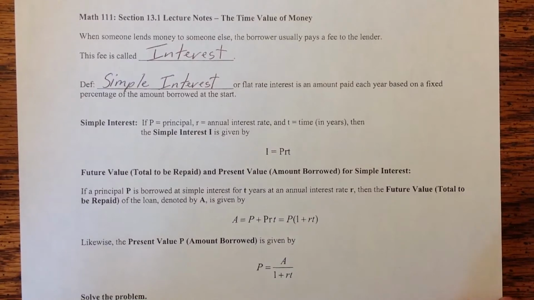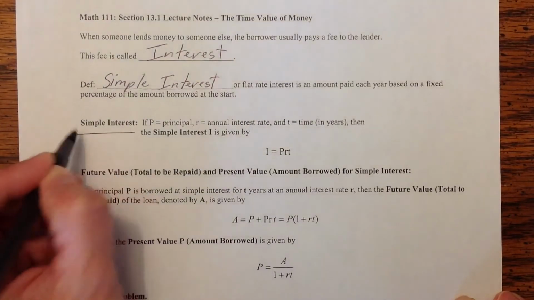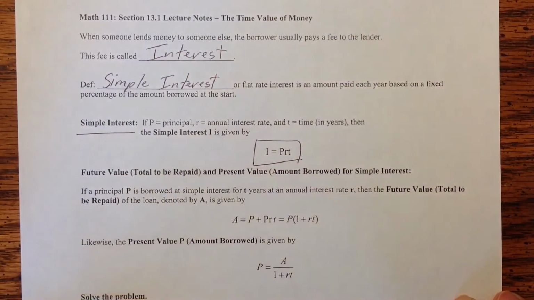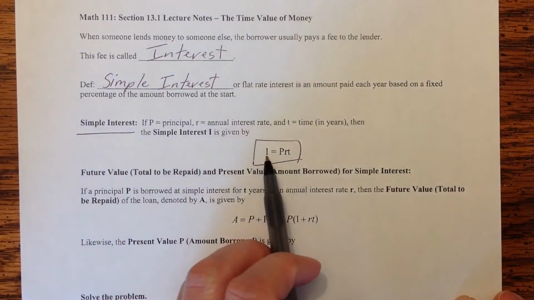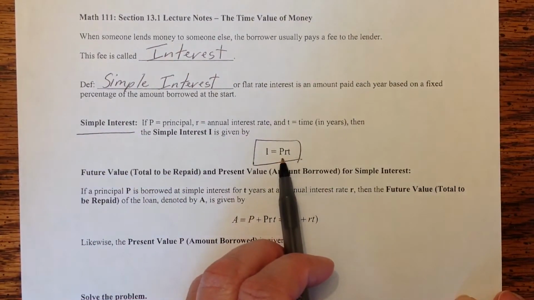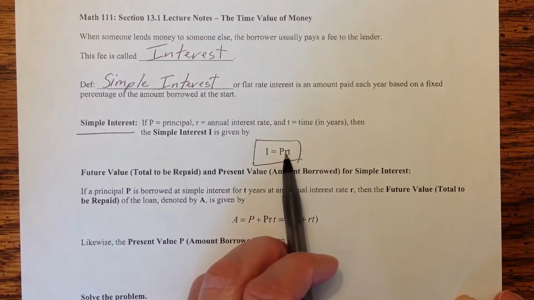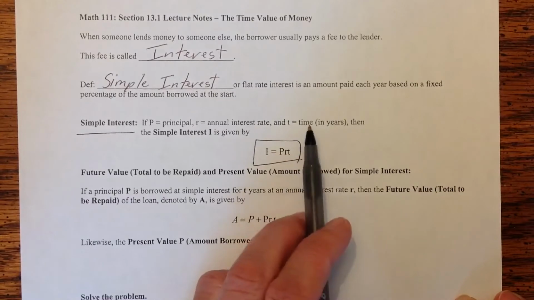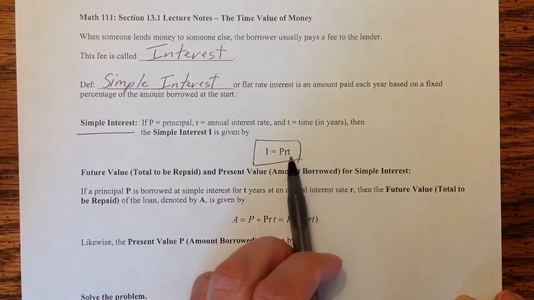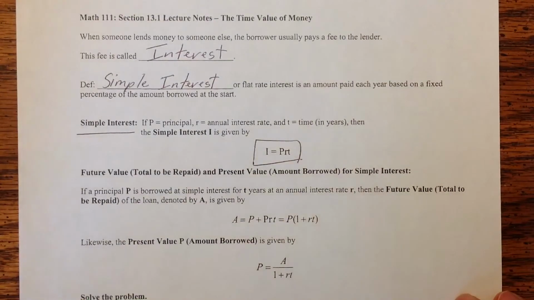Simple interest is a flat interest rate paid each year based on a fixed percentage. So our simple interest formula is I equals PRT. To calculate interest, you need to have the principal, which is the amount you're borrowing, times the quoted rate, times T, time in years. So if they quote you a time in months, you must change it to a fraction.